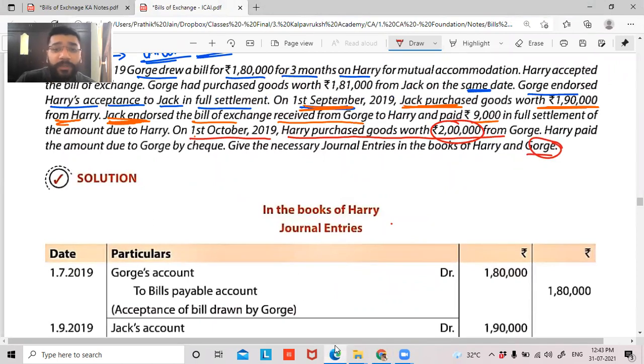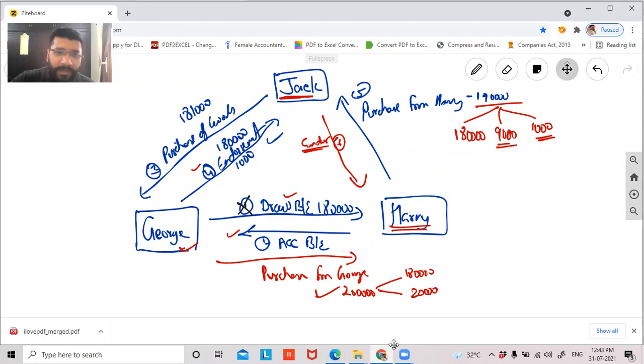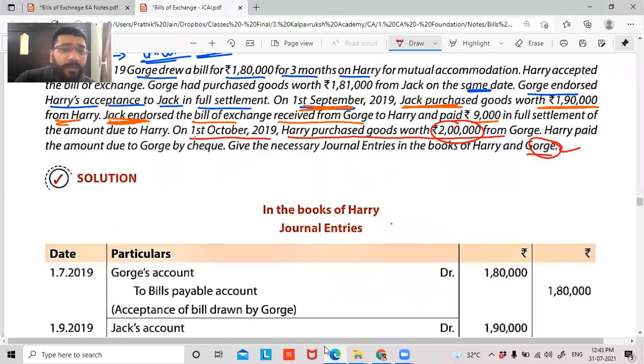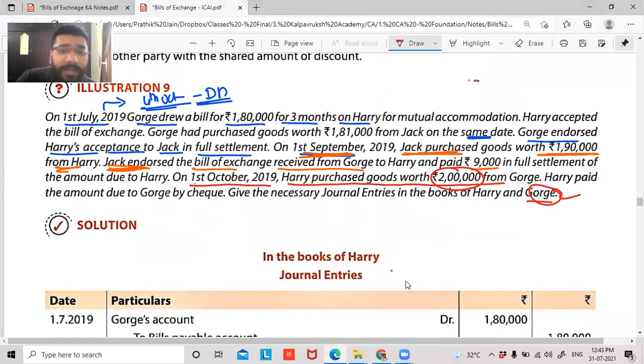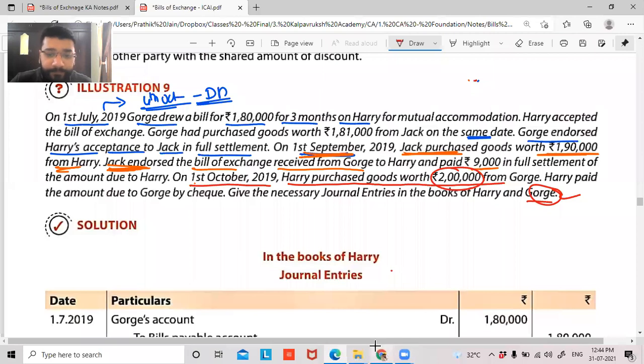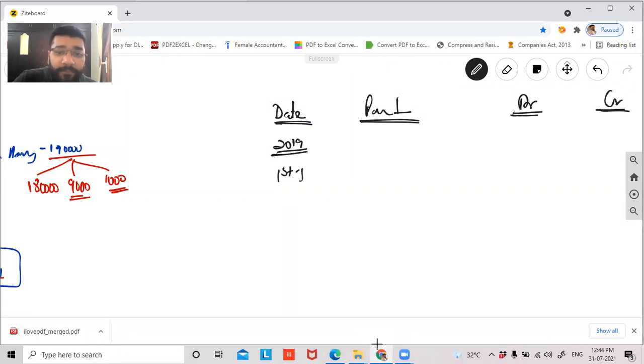Georgie. First, we'll do it in the books of Georgie. I'll do the journal entry for you. So guys, on the date of drawing the bill, on 1st of July 2019, there is no entry. But on acceptance of the bill on the same date, there will be an entry. So date, particulars, debit, credit. On the date of acceptance, 2019, the date is 1st of July. For drawing, there is no entry. For accepting, there is an entry.